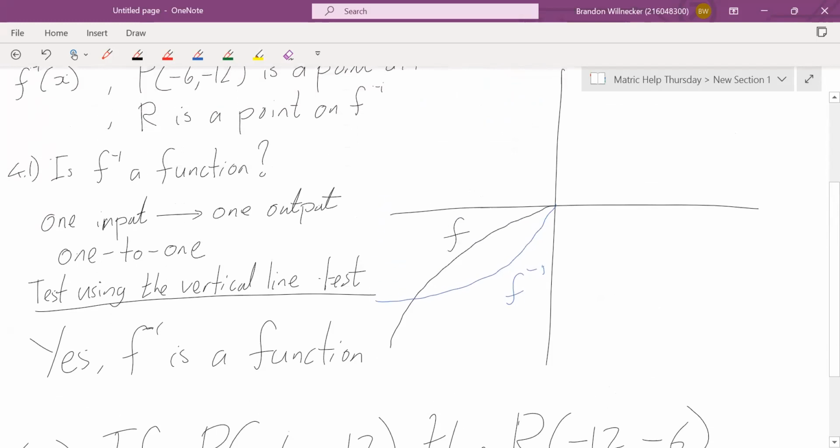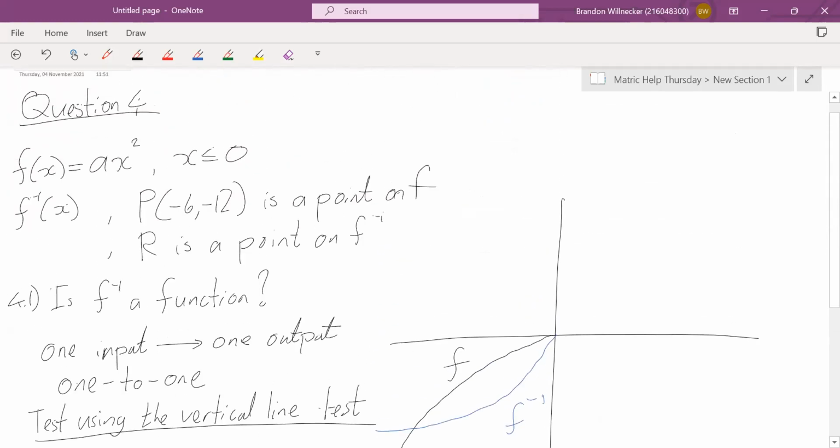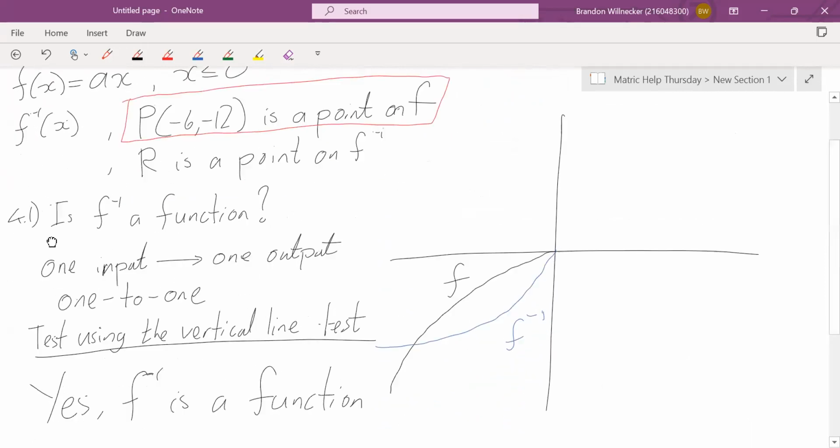Okay, so what was A? We saw A was the coefficient of x squared. Okay, and we see this little bit of information here: P is a point on F. If we know that P is a point on F, we can substitute and solve for A.